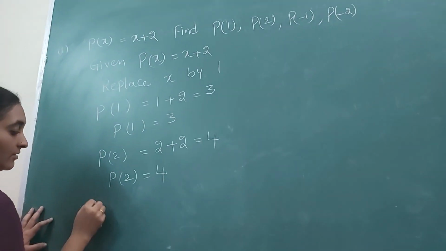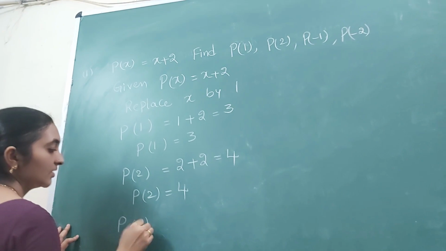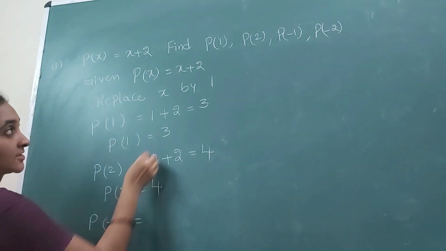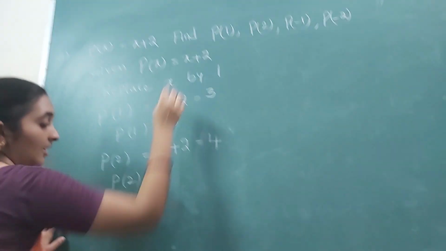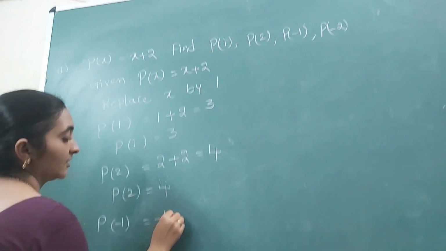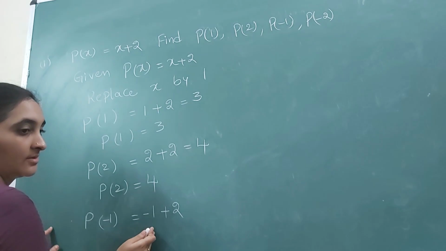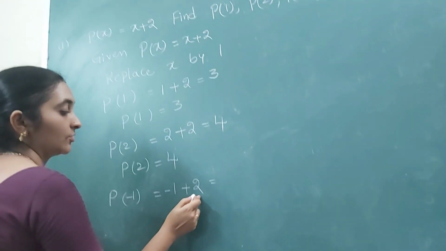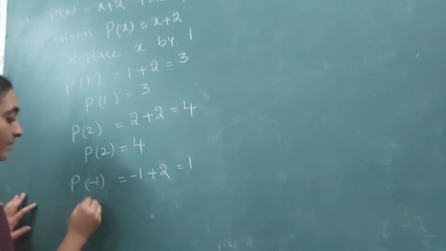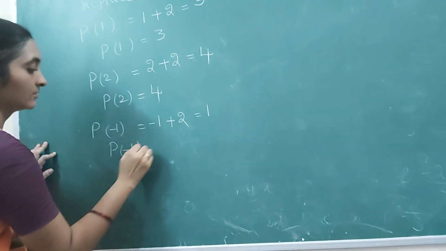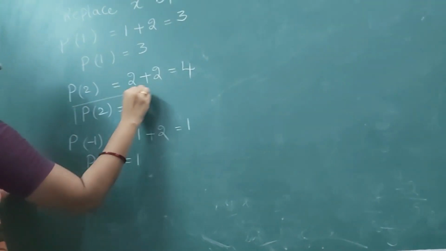Next, p of minus 1. Replace x by minus 1. So in this polynomial, replace x by minus 1 plus 2. Minus 1 plus 2. So it is 2 minus 1, which is 1. P of minus 1 is equal to 1.